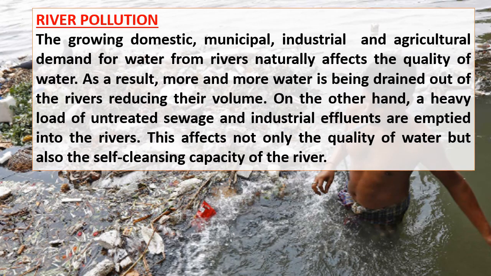River pollution. The growing domestic, municipal, industrial, and agricultural demand for water from rivers naturally affects the quality of water. As a result, more and more water is being drained out of the rivers, reducing their volume. On the other hand, a heavy load of untreated sewage and industrial effluents is emptied into the rivers. This affects not only the quality of the water but also the self-cleansing capacity of the river.